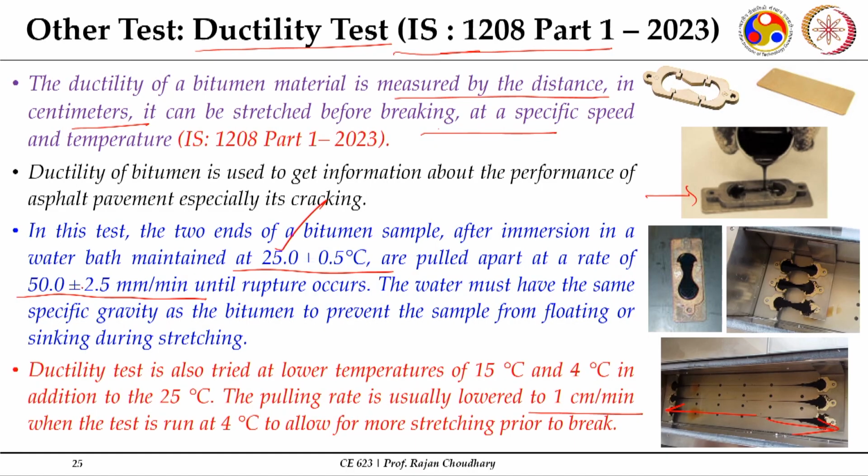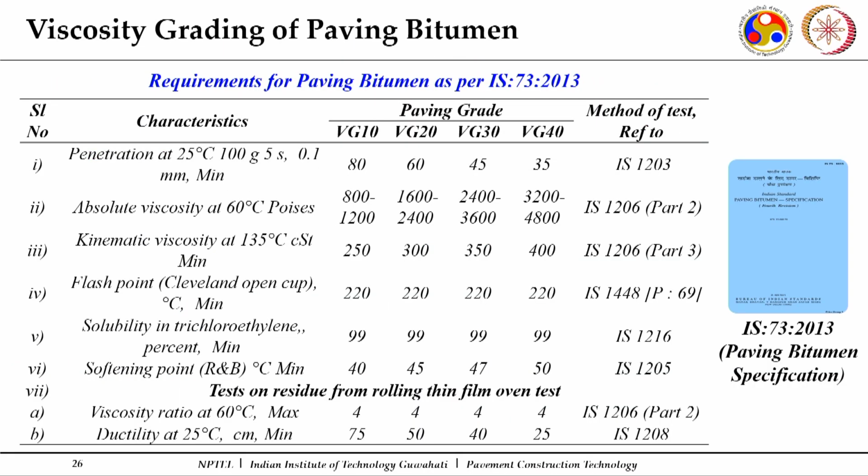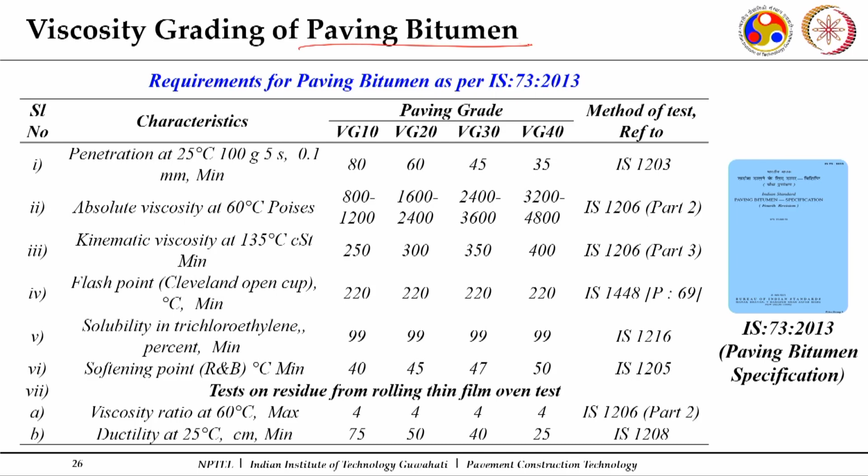But the standard one is done at 25 degree centigrade at a rate of pull of 5 centimeter per minute. Now, this table shows you the requirements of the different properties which we have measured, and here you can see it says the requirements of a paving bitumen.